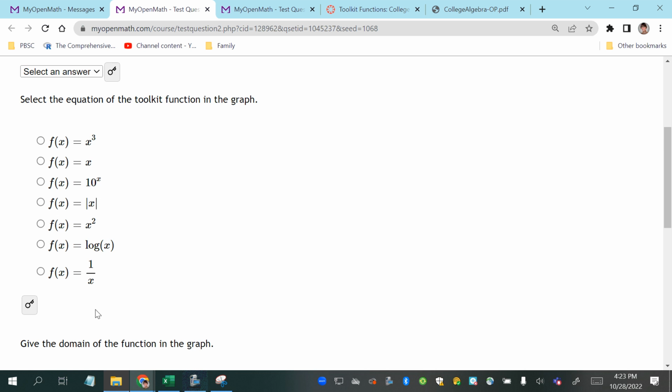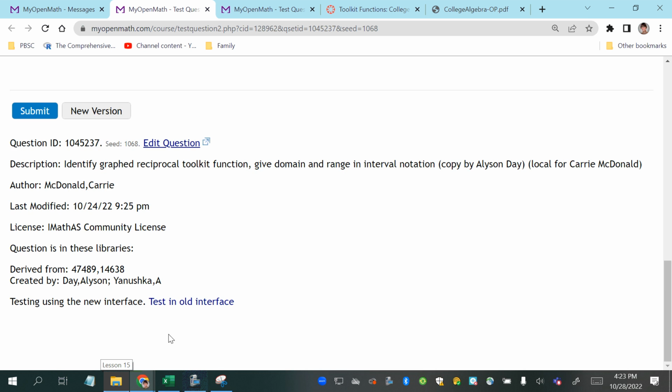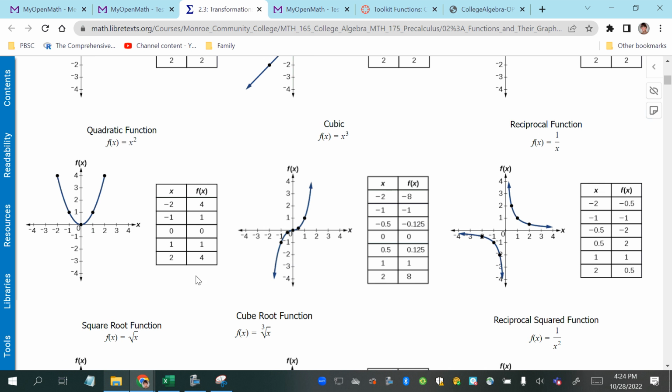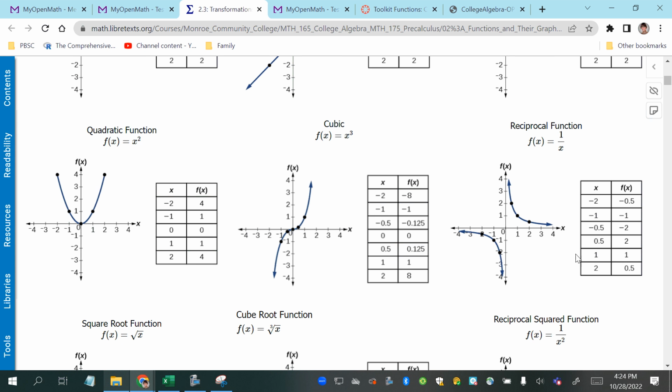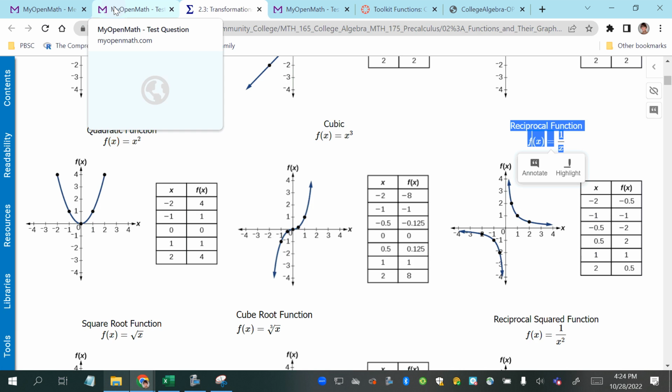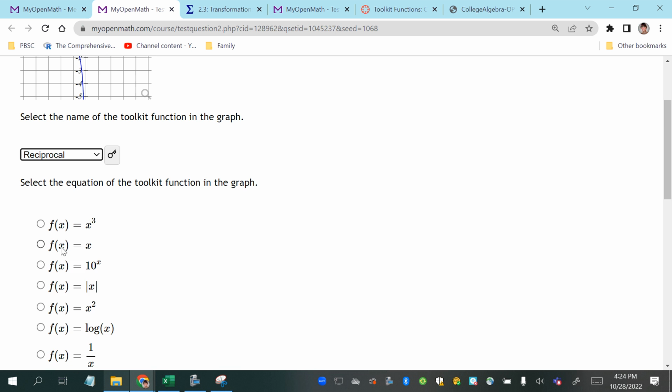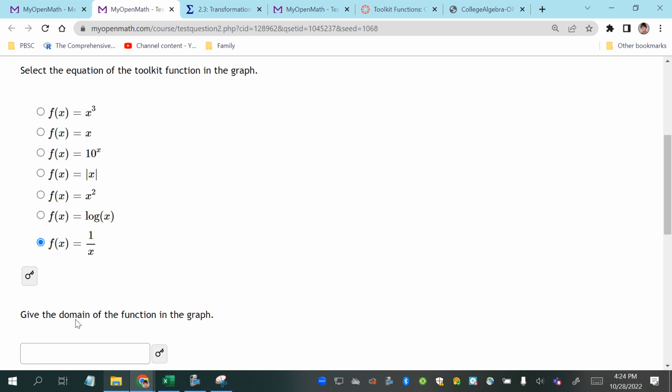Now, we do have a place where we can look up toolkit functions. Let's go to this list of toolkit functions that we have consulted in previous sections. And the reciprocal function is one that we hadn't investigated until this lesson. And as you can see, it looks very similar to the one for this problem here. Okay, so the toolkit function is the reciprocal function 1 over x, right?